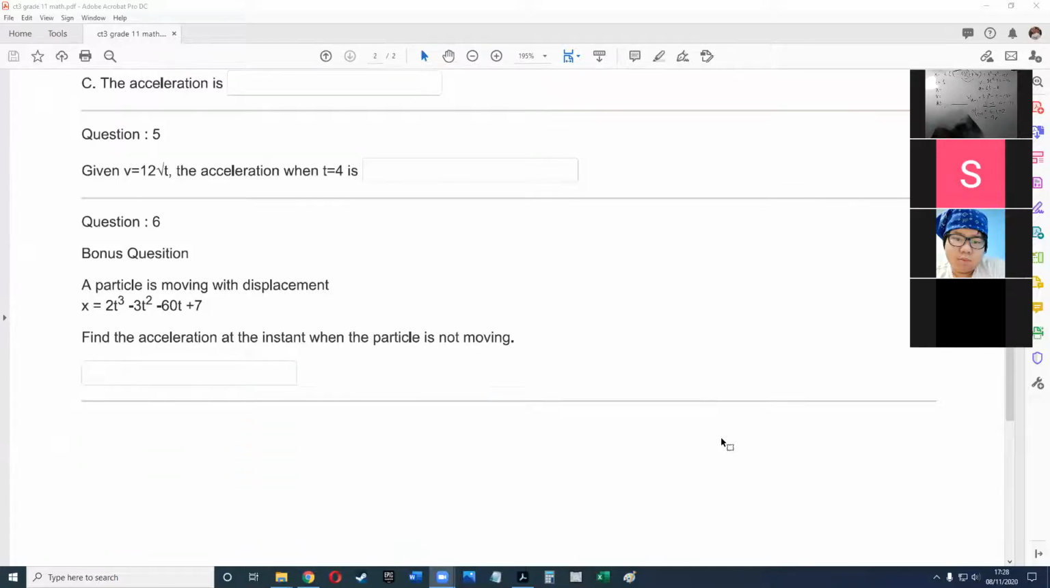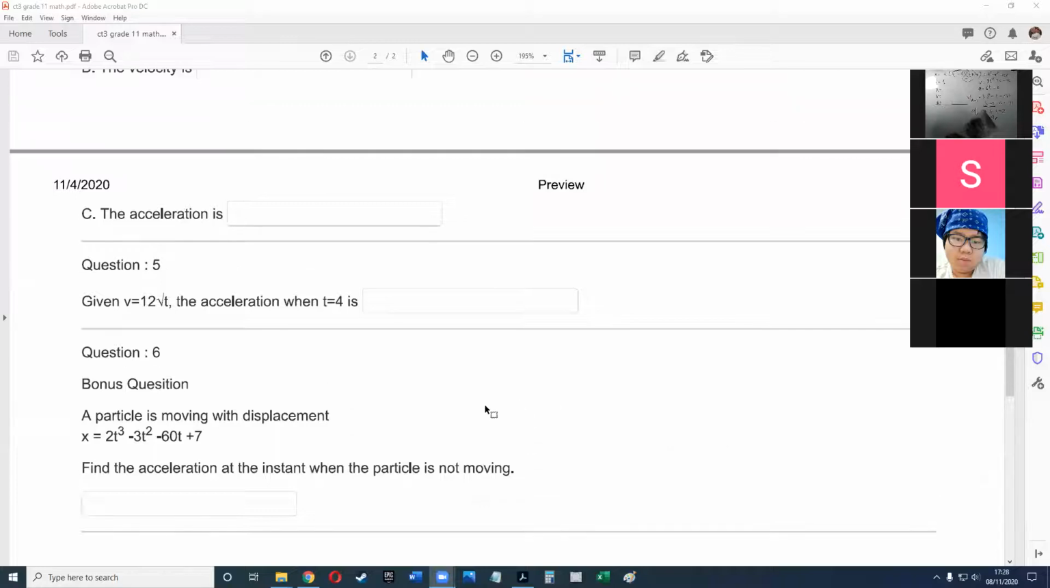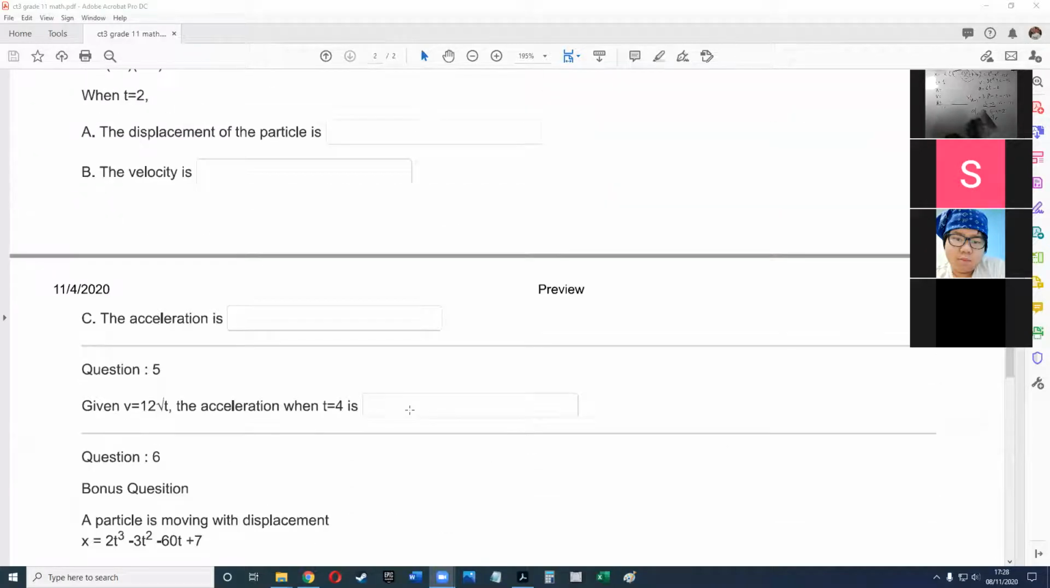Okay, the bonus question. A particle is moving with distance. Sir, you missed something. Question 5. Given v equals. Oh, okay. Sorry. Okay. Question number 5. Okay. Now it is the same question here, but we are using a different symbol.